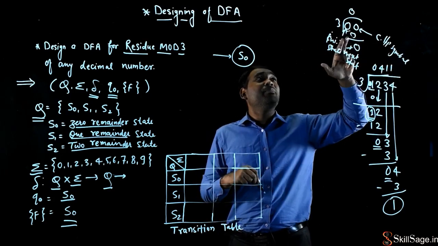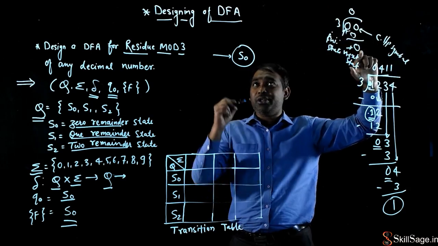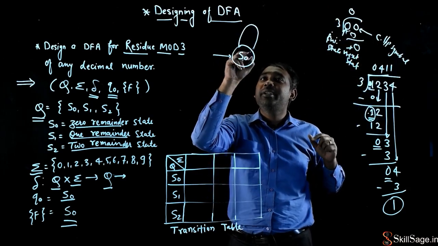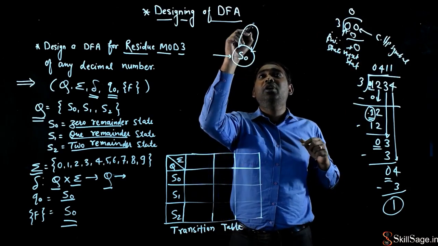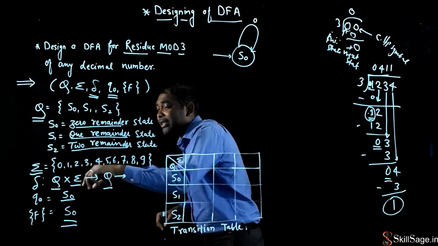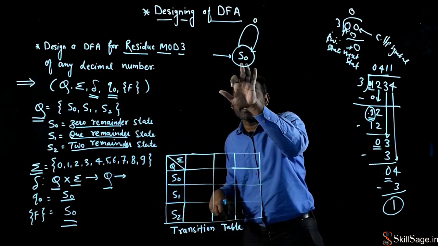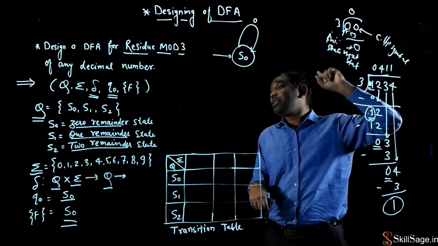If I'm at state 0 and the current input symbol is 0, after reading that input symbol, I divide that number by 3. What is my next state? The next state is 0, which means a self transition on the 0 input symbol. What will the next input symbol be? 1. What is my current state? The current state is S0, and the next input symbol is 1.